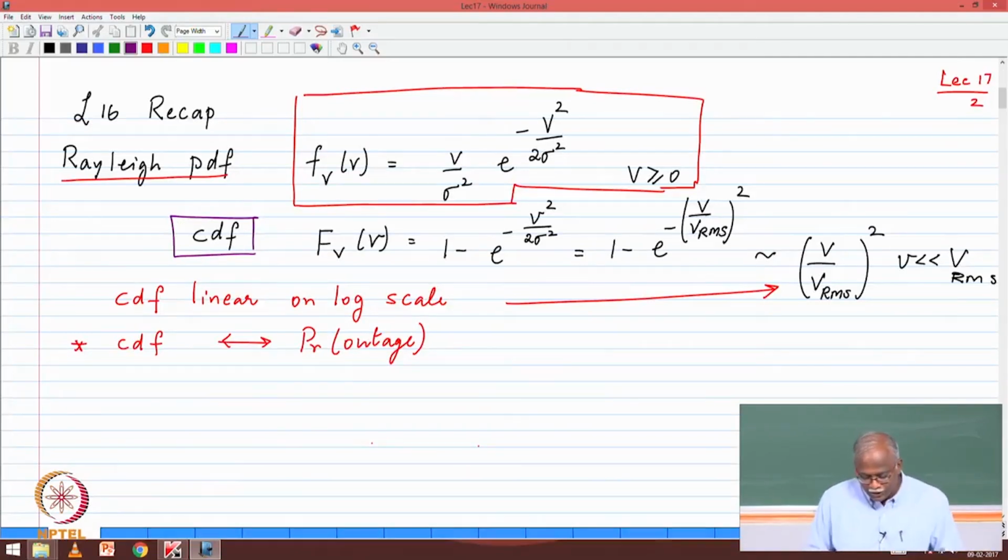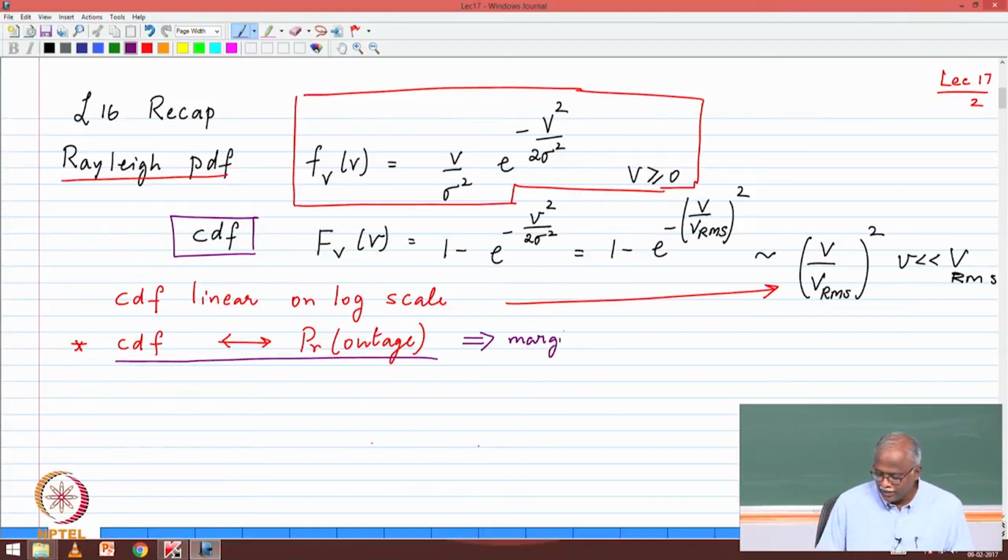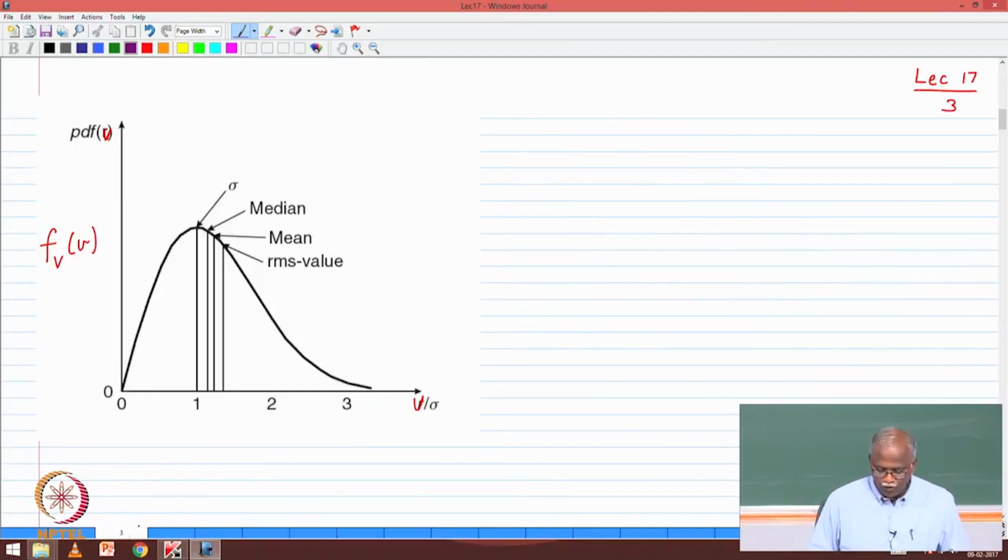CDF is a very good tool. We showed how we could relate the cumulative distribution function, in terms of V by V RMS, to the outage. This also led us to finding a good way to deal with the margins that are needed in Rayleigh fading environments. I hope this concept is clear. This is something that we will definitely leverage going forward.